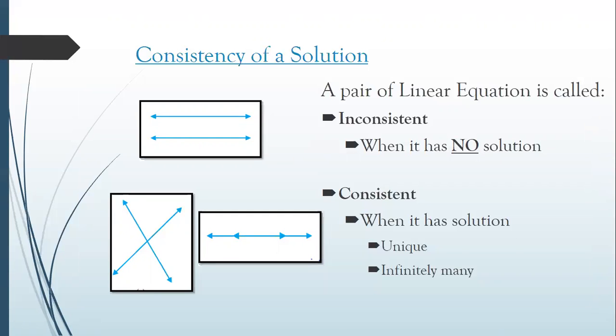Consistency of a solution. If a pair of linear equations has no solution, then the linear equations are called inconsistent equations. For example, when the lines are parallel. And if they have a solution, whether it be unique or infinitely many, then the equations are said to be consistent equations. So either they'll have a unique solution or they'll have infinitely many solutions. That doesn't matter. If they have a solution, then we call them consistent.